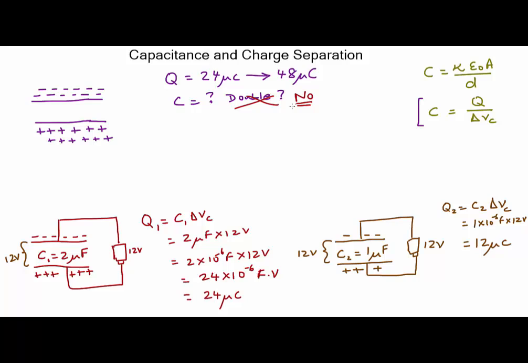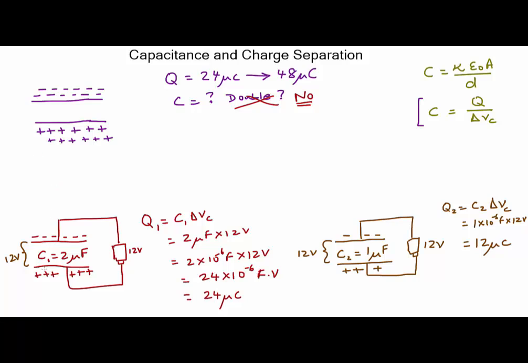It does not work like that, because you got to remember that the other equation is also valid. Both of these equations have to work all the time. So the first equation told us that the capacitance depended on the area of the plates, the distance between the plates, and the dielectric constant of the material between the plates.